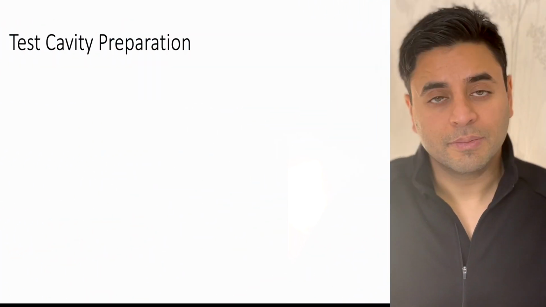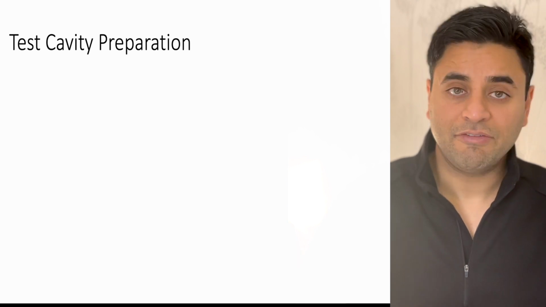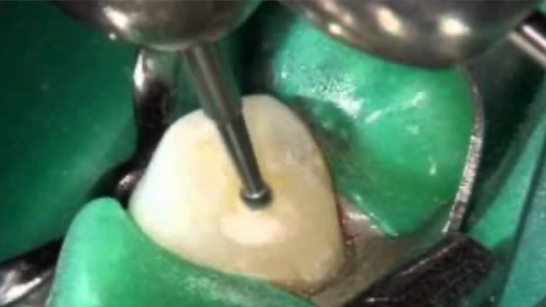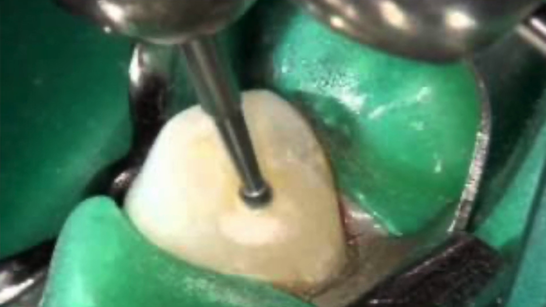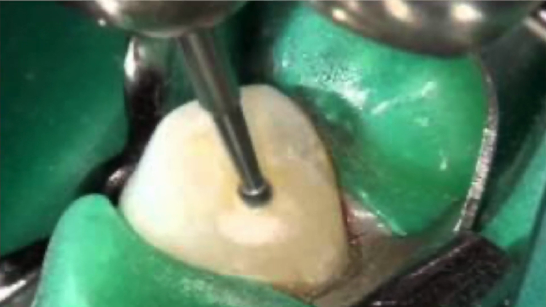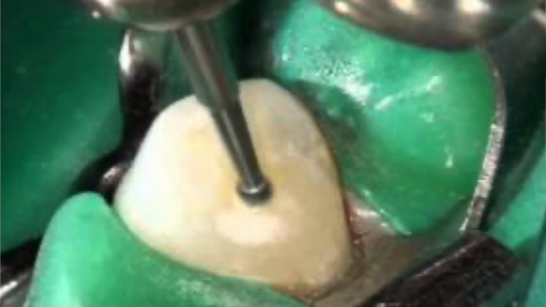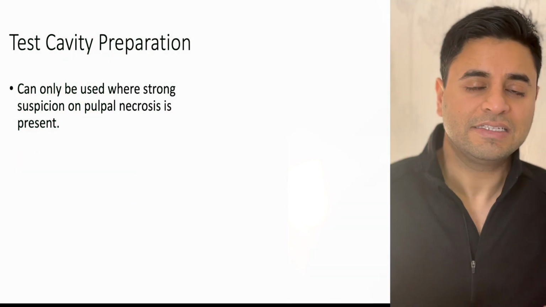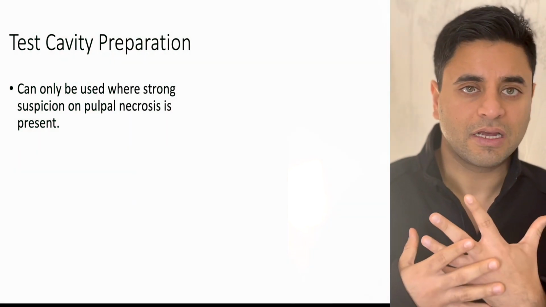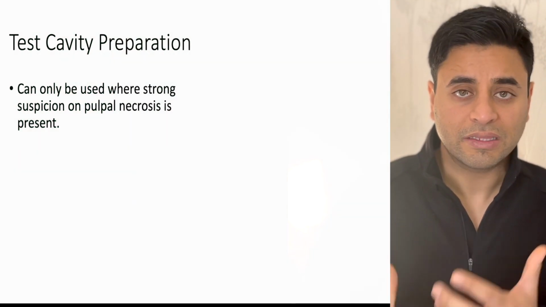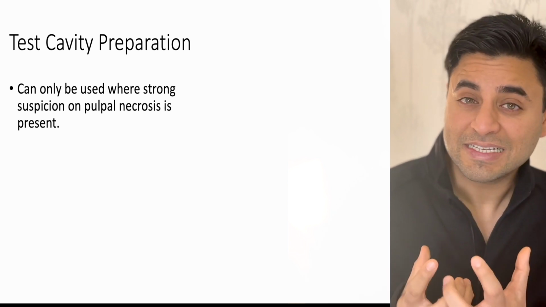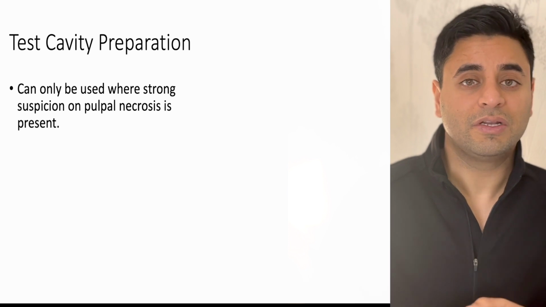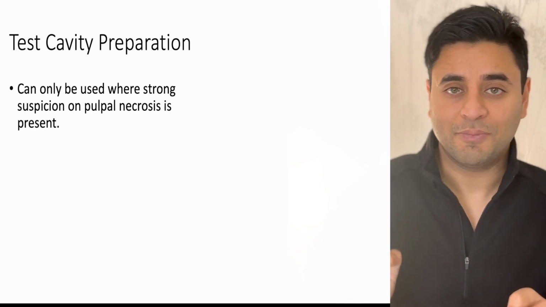Another special kind of pulp testing option is test cavity preparation. Test cavity preparation involves creating a class 1 cavity on the tooth without giving any local anesthetic. With rubber dam and everything else, it starts getting a little doubtful for the clinician. But if the pulp tests are not giving you any response, or you cannot trust them, or pulp test says it's non-vital but you're still not sure what to do, then you would start with a class 1 cavity prep.